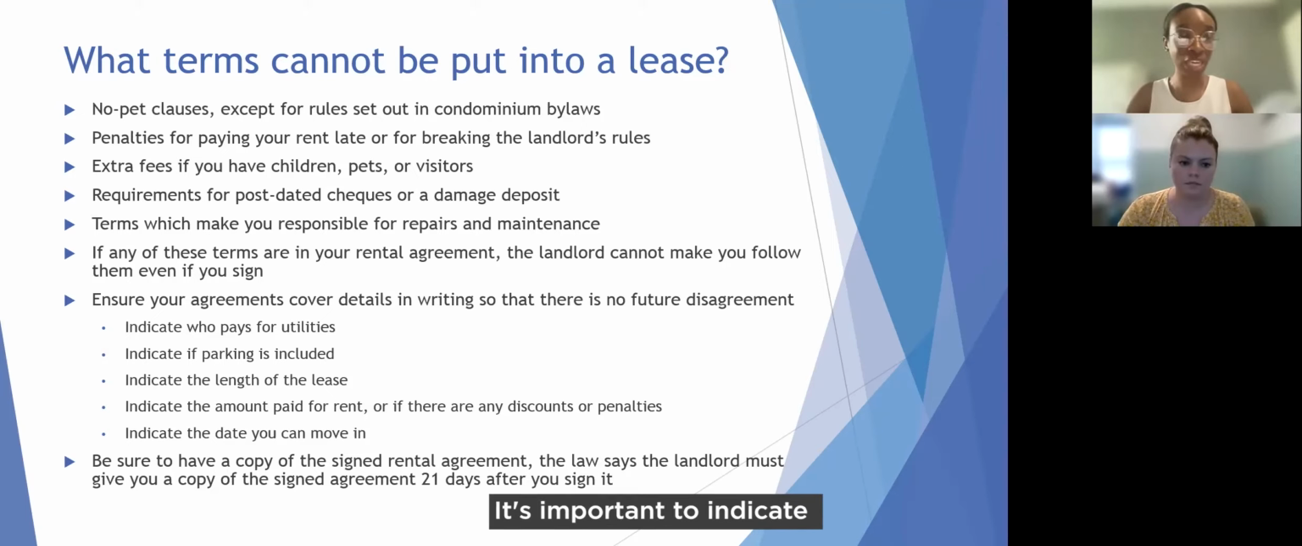It's important to indicate who pays for utilities, indicate if parking is included or not included, indicate the length of the lease, indicate the amount paid for rent, or if there's any discounts or penalties, and indicate the day in which you can move in. Be sure to have a copy of the signed rental agreement. The law says the landlord must give you a copy of the signed agreement 21 days after you've signed it.